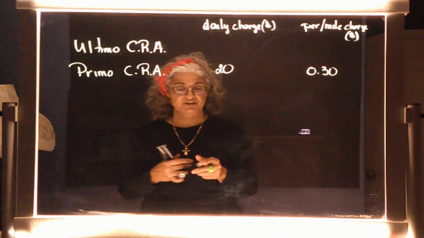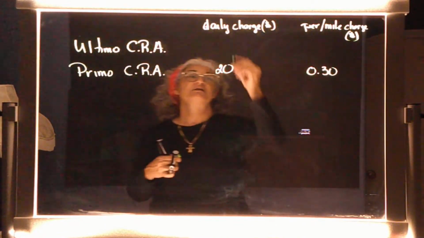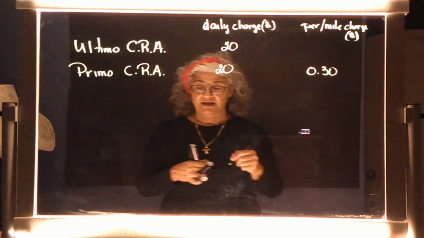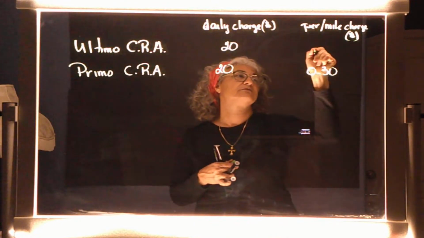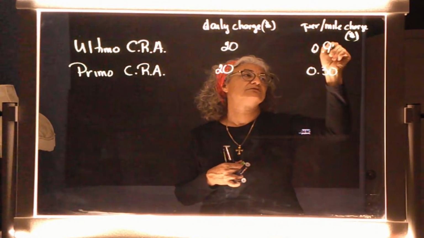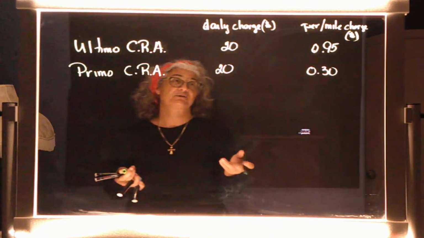Ultimo car rental agency charges $20 per day. Oh, it looks like the same. And 95 cents a mile. Ooh, they're more expensive. Well, clearly right off the bat we would know which car rental agency we would go with, right?